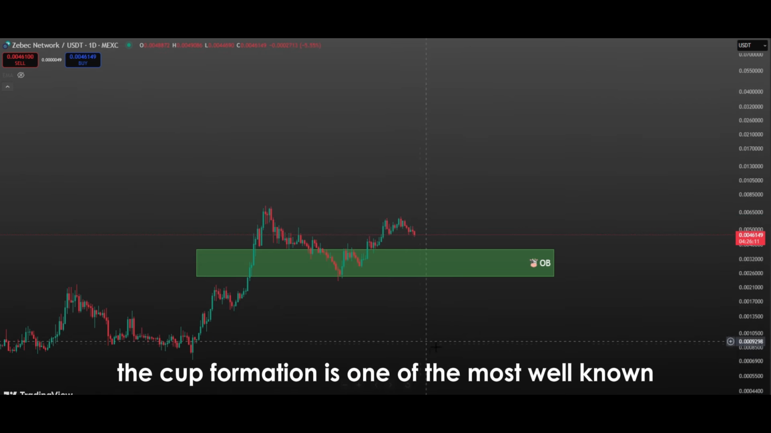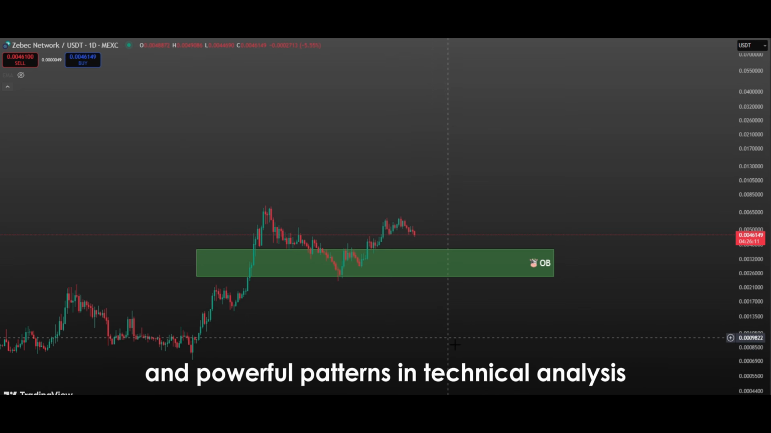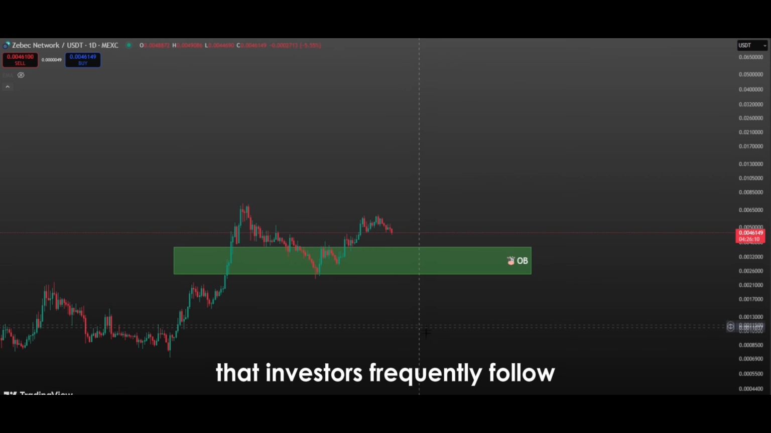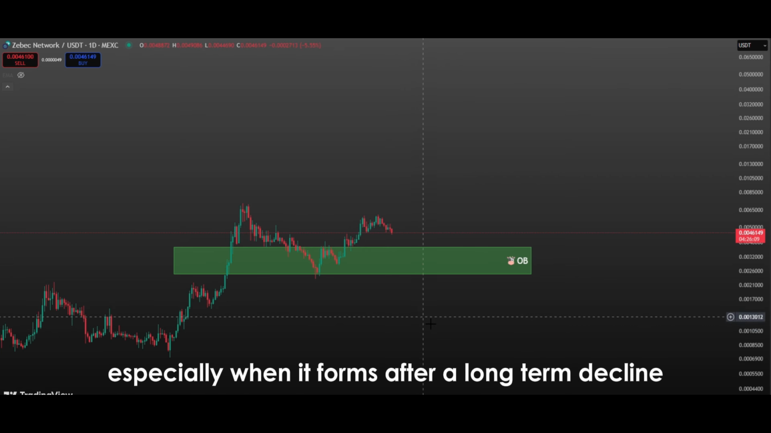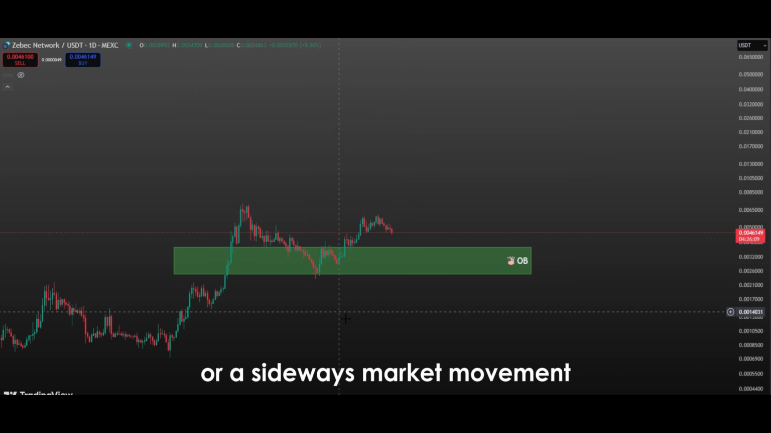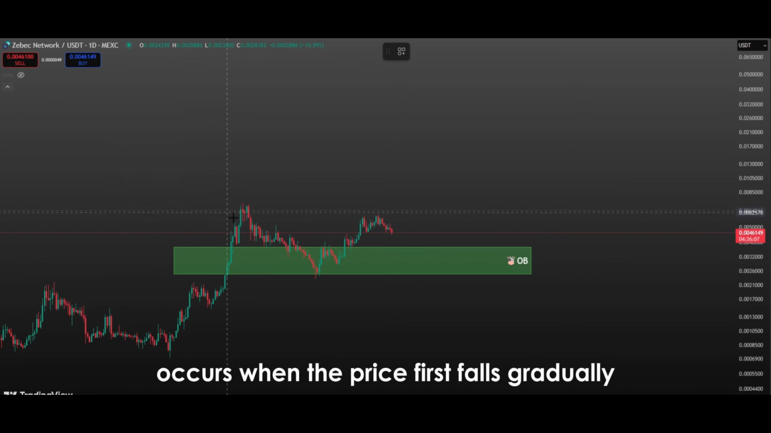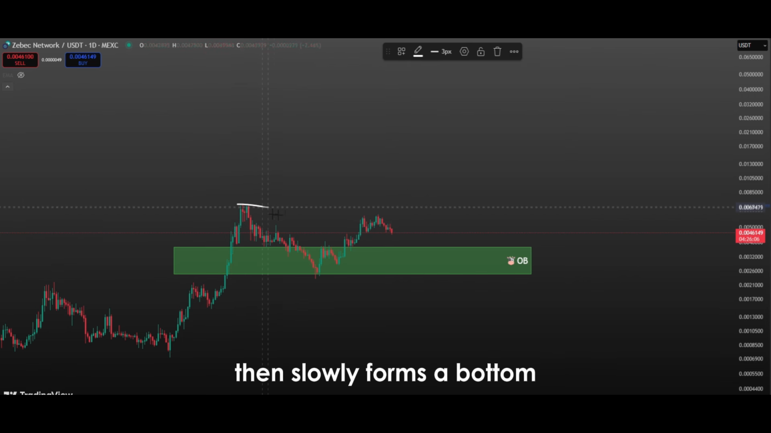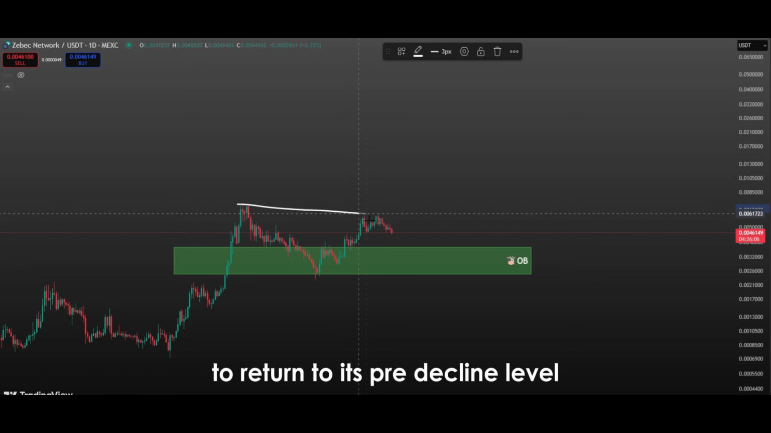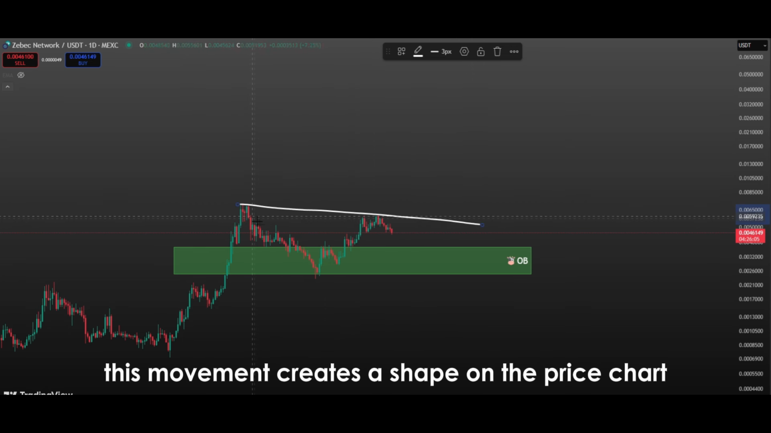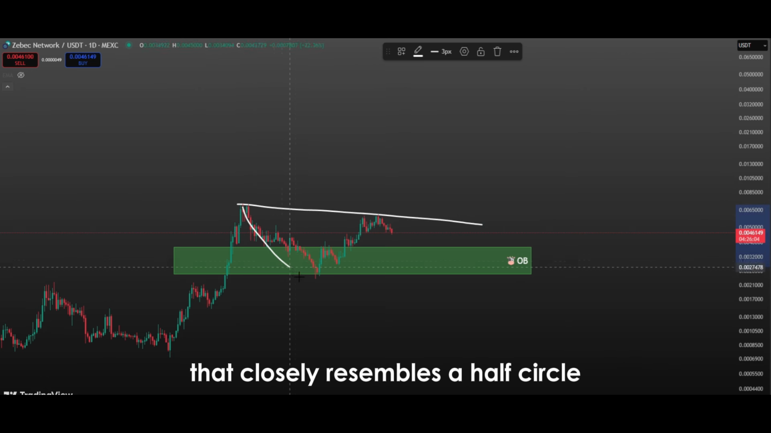The cup formation is one of the most well-known and powerful patterns in technical analysis that investors frequently follow, especially when it forms after a long-term decline or a sideways market movement. It gives strong signals that the price may recover again. The cup formation basically occurs when the price first falls gradually, then slowly forms a bottom, and then rises again to return to its pre-decline level. This movement creates a shape on the price chart that closely resembles a half circle.